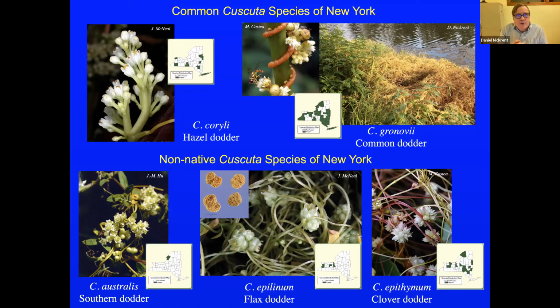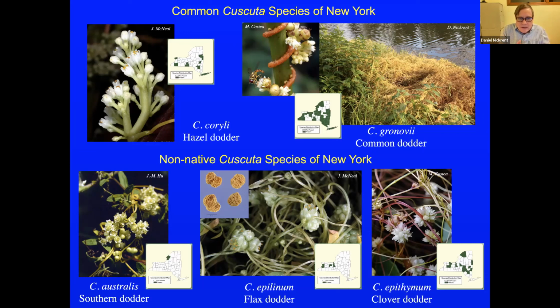A lot of these dodders are named for the host that people originally thought they were specific to. So Cuscuta coryli, the hazel dodder, does occur on Corylus, but it's not specific to that one. So that's one of our native ones. It's, as you see from the map, scattered in New York. Cuscuta australis, southern dodder, is very uncommon in the state. A lot of these are more common outside of New York. It's not that it's rare and endangered everywhere in its range.